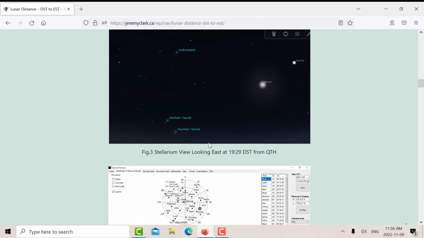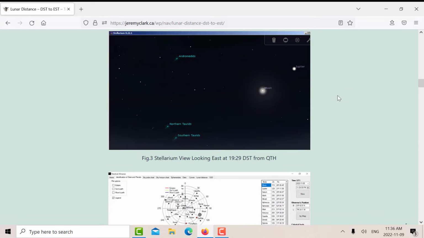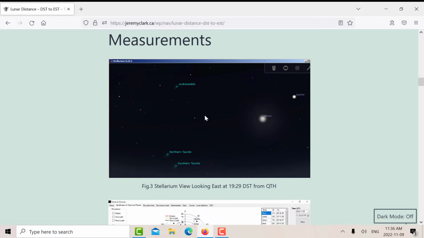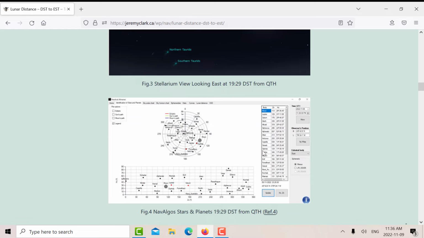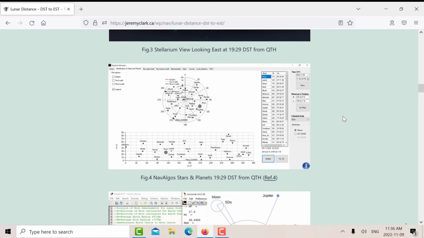What I've done here is I've just shown you Stellarium is a very useful program, and you can use that to look at your night sky. So I've got Stellarium set for my local latitude and longitude, and I'm looking east here, so you can see the moon and Jupiter there. Another program which I really love is Navigational Algorithms. It does absolutely everything, and it can create tables of lunar distances for you, which is really quite handy. So that's the same idea looking.